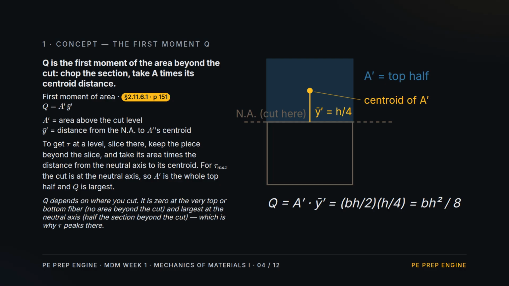At the very top fiber there is no area beyond the cut, so Q is 0. At the neutral axis the whole top half is beyond the cut, so Q is largest. For a rectangle, that maximum Q works out to BH squared over 8.